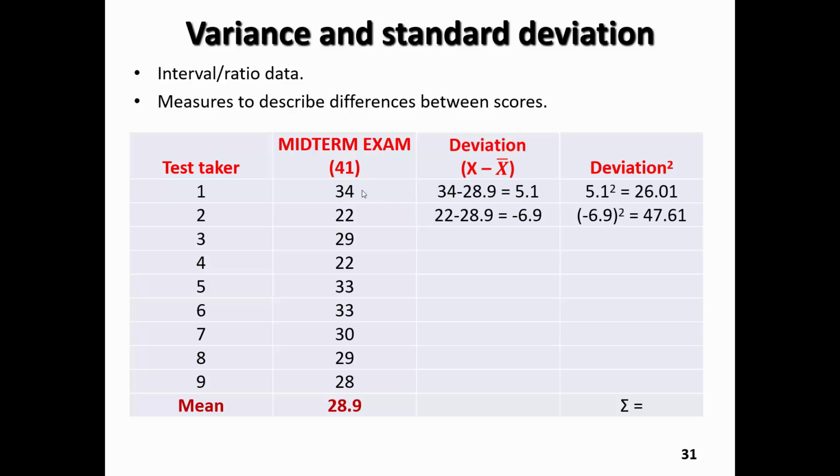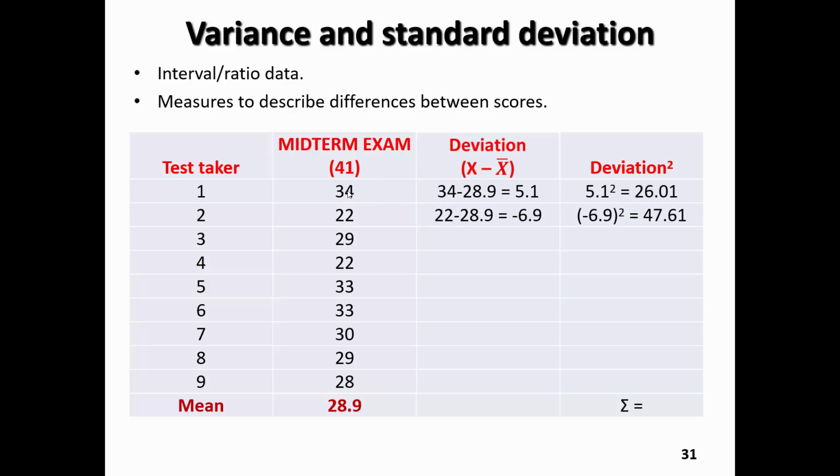So to calculate the deviation score for the first person, you see the first person scored 34 out of 41. And just looking at the numbers, this number is higher than average, the average of 28.9. So the first step is to see how much this score deviated from the average. So we set up our column and our table. That's just deviation, which is x minus x bar, the symbol for the average.